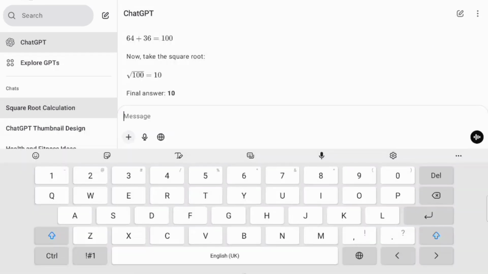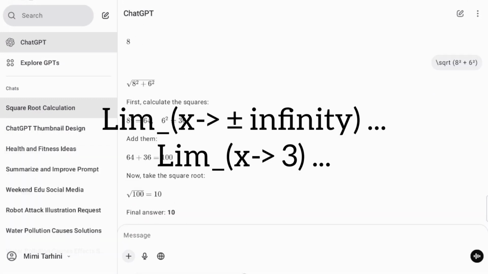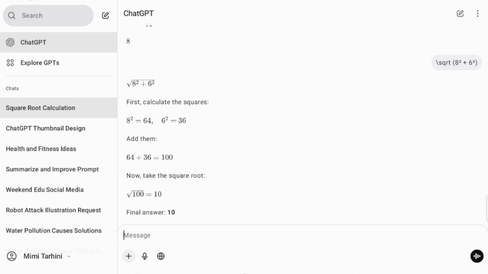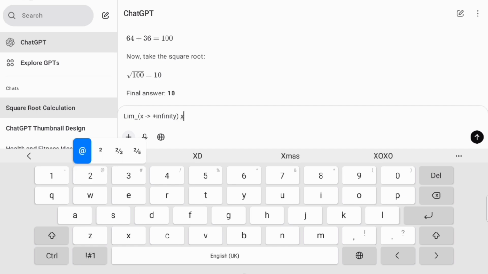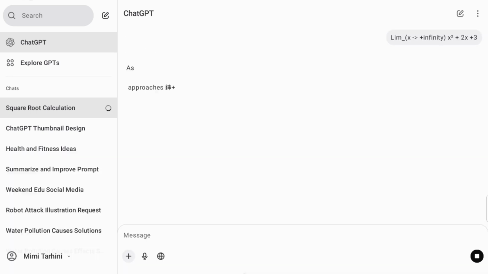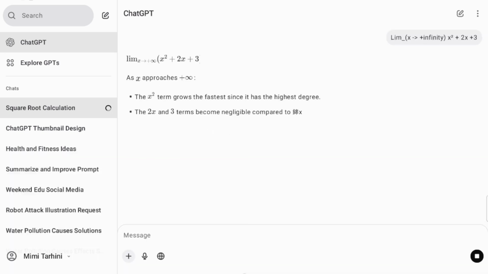And now let's learn how to type the limits formula. Just write this formula and the function after it, and it will easily calculate it. And now let's have an example. We want to calculate the limit when x tends to plus infinity of the function x squared plus 2x plus 3. And this is the answer offered with a small explanation.